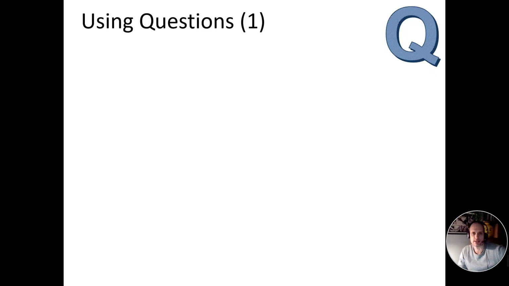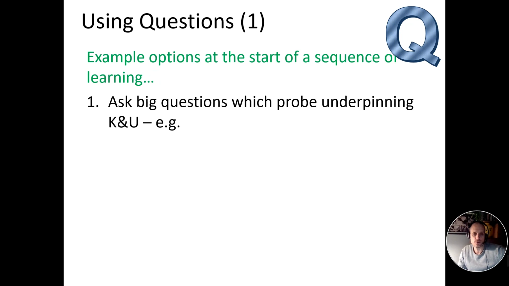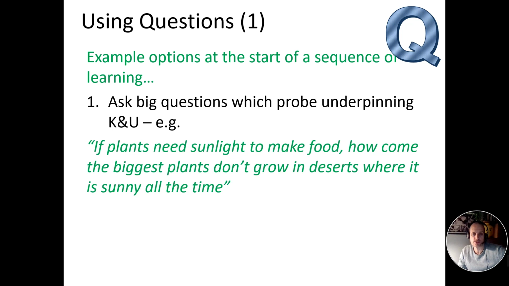A couple of question-based approaches that I thought were quite nice to use at the start of a sequence of learning. I quite like this approach, asking big questions which probe underpinning knowledge and understanding. There's one from science about photosynthesis. Plants need sunlight to make food. How come the biggest plants don't grow in deserts where it's sunny all the time? I think I missed out a question mark there. But anyway, get students to answer that individually, or perhaps in groups, or in pairs, and try to establish the underlying conceptual understanding of why that is.